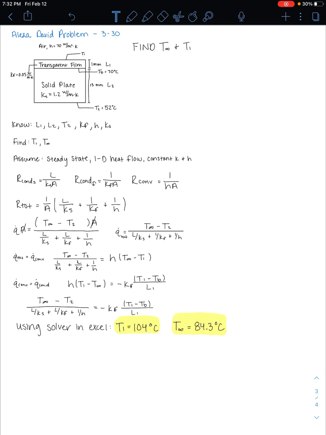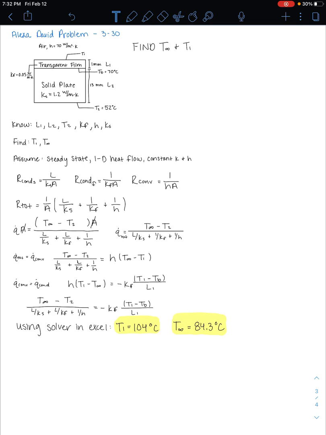We had to know the heat conductivity of the film, the h for the air, and then the heat conductivity for the solid plate. And we had to assume steady state, that there was 1D heat flow, and that the k and h's were constant. To do this, I decided to sum together the individual heat resistances for the two different types of conduction that are occurring and the convection term.